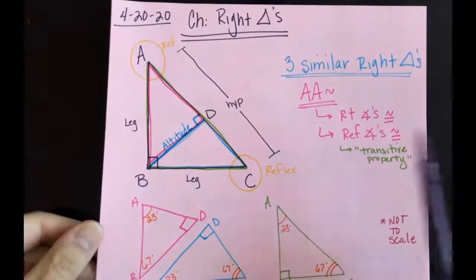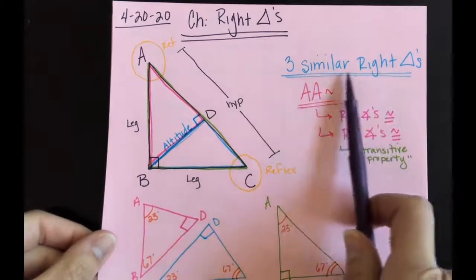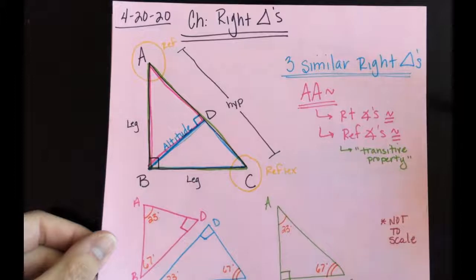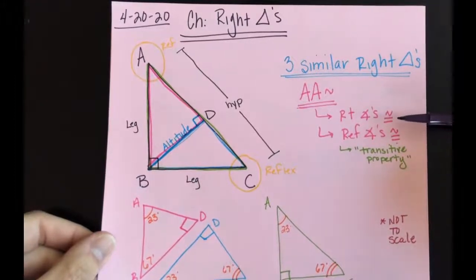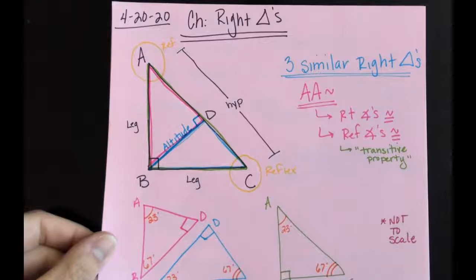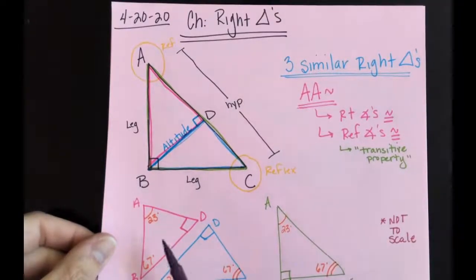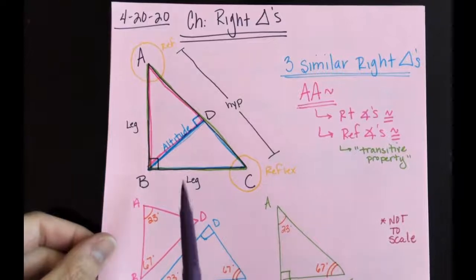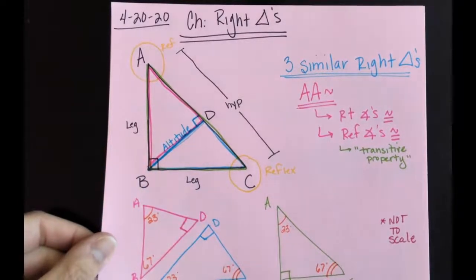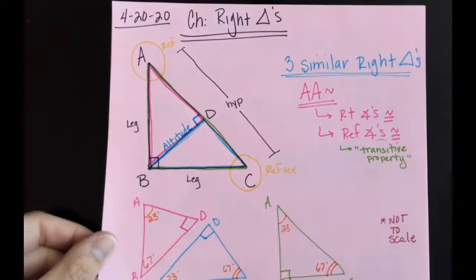We did talk about how throwing an altitude into a right triangle does create three similar right triangles. We know they are similar because they all have right angles, and we have these reflexive angles at the corners that create acute angle situations that get repeated when we split those other ones up. So that's how the transitive property comes into play.